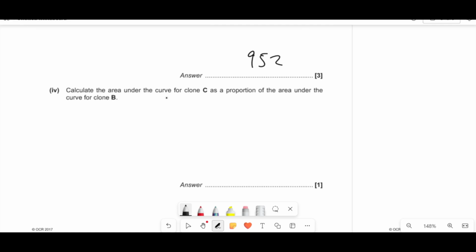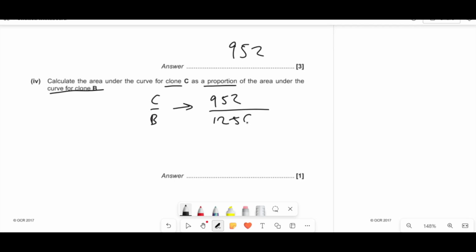952. Then it says calculate the area under the curve of C as a proportion of the area under clone B. So as a proportion means as a fraction. That's another way of saying it. So for example, that means it's going to be C over B. So in this case, it's going to be 952 over whatever B's area was, which they told you was 1250. If we do that, we get 0.7616. There you go. So then we stick to the number of significant figures, which is going to be 0.76.